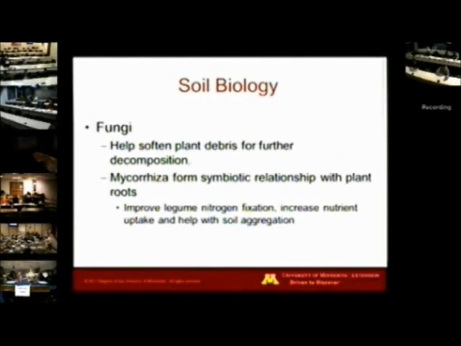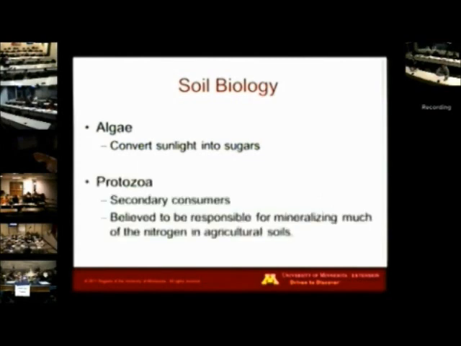Fungi, although some are bad, some are also good. They can help to soften plant debris for further decomposition. And we also have mycorrhiza, which I'm guessing most of you are familiar with, which can form symbiotic relationships with plant roots. An example that Ben has listed here, legumes, of course, is going to help nitrogen fixation and increase nutrient uptake. And it also will help with soil aggregation. We have algae and protozoa, which are basically secondary consumers, and they are believed to be responsible for mineralizing much of the nitrogen in our agriculture soils.